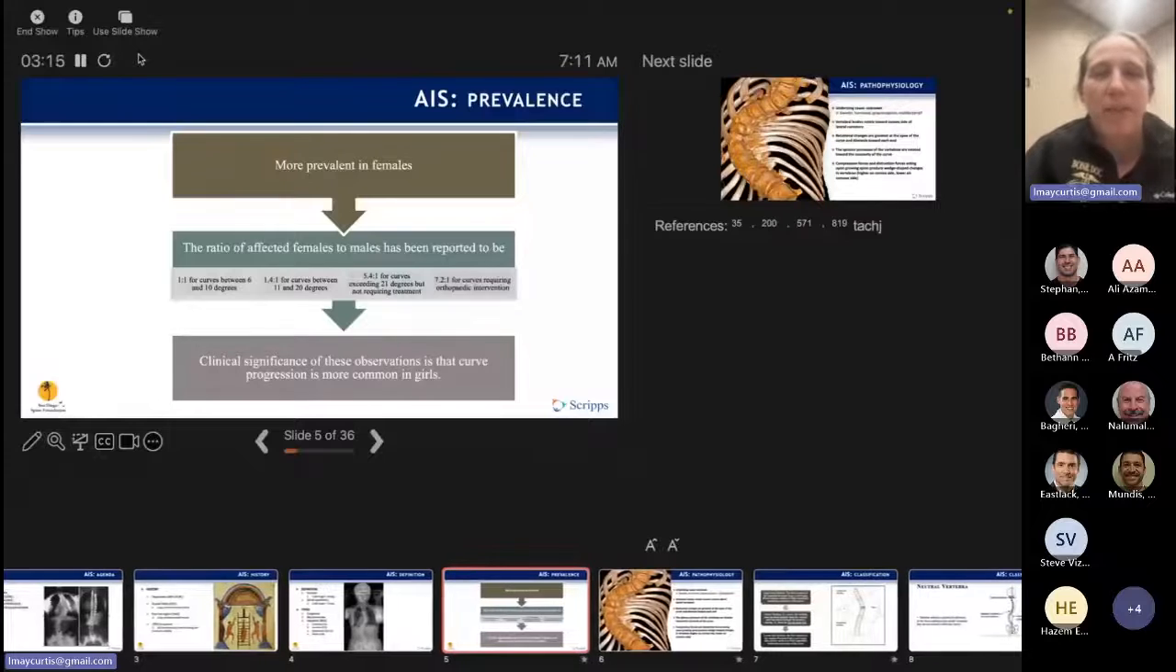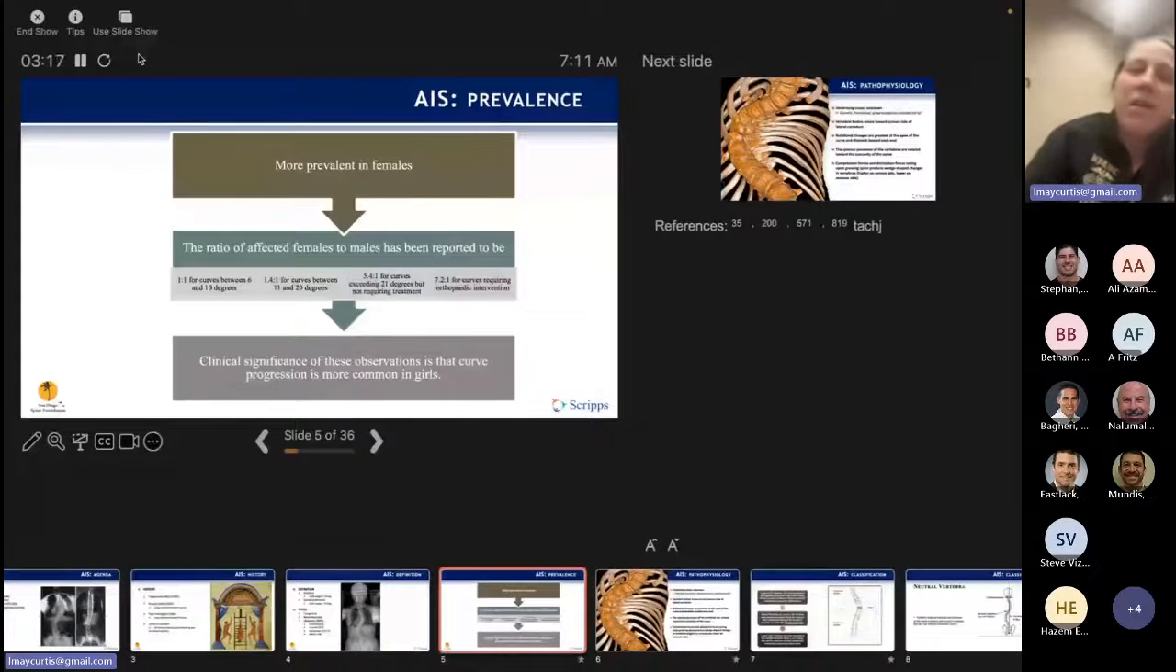So, prevalence of AIS. AIS is more common in females, and interestingly, the female to male predominance is more noticeable the larger the curve is. So there's not a big difference for small curves like 6 to 10 degrees, but as you get larger and larger, that sex-based difference becomes greater, especially for those curves that necessitate intervention.